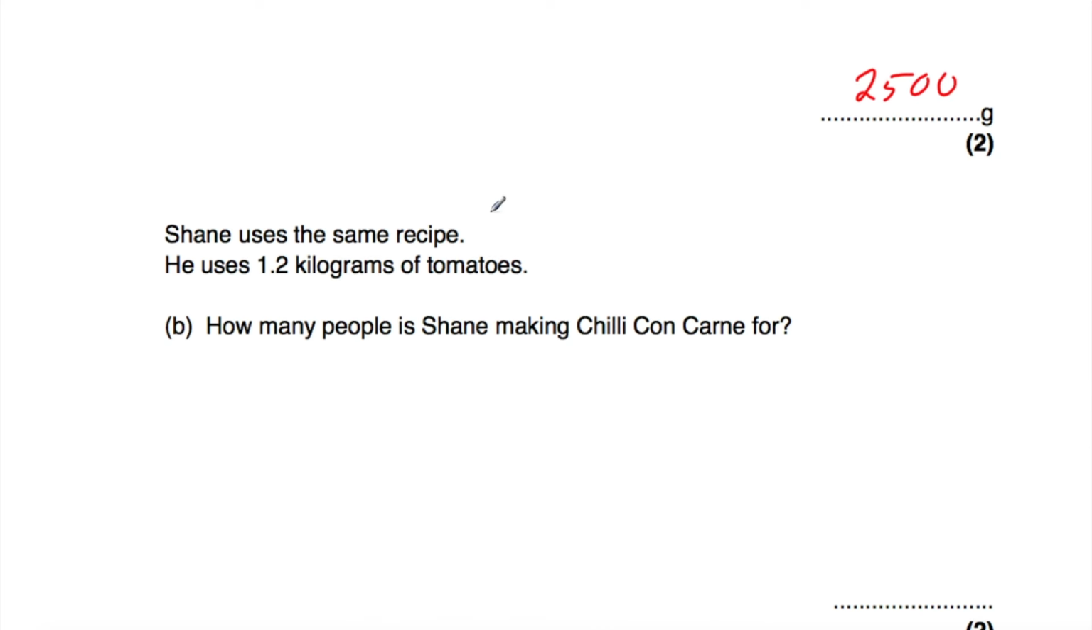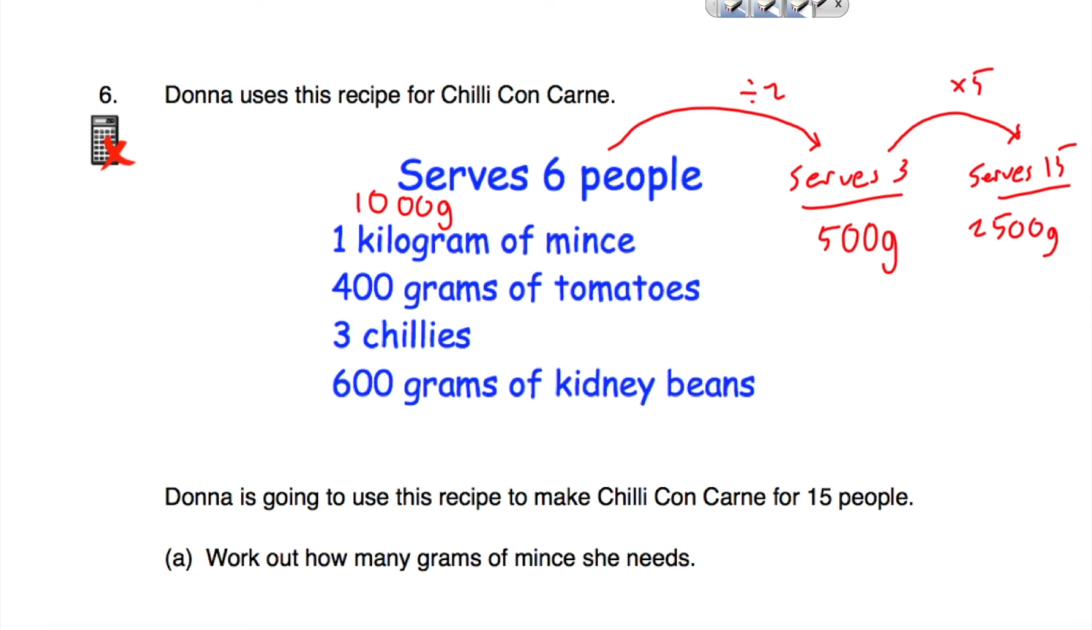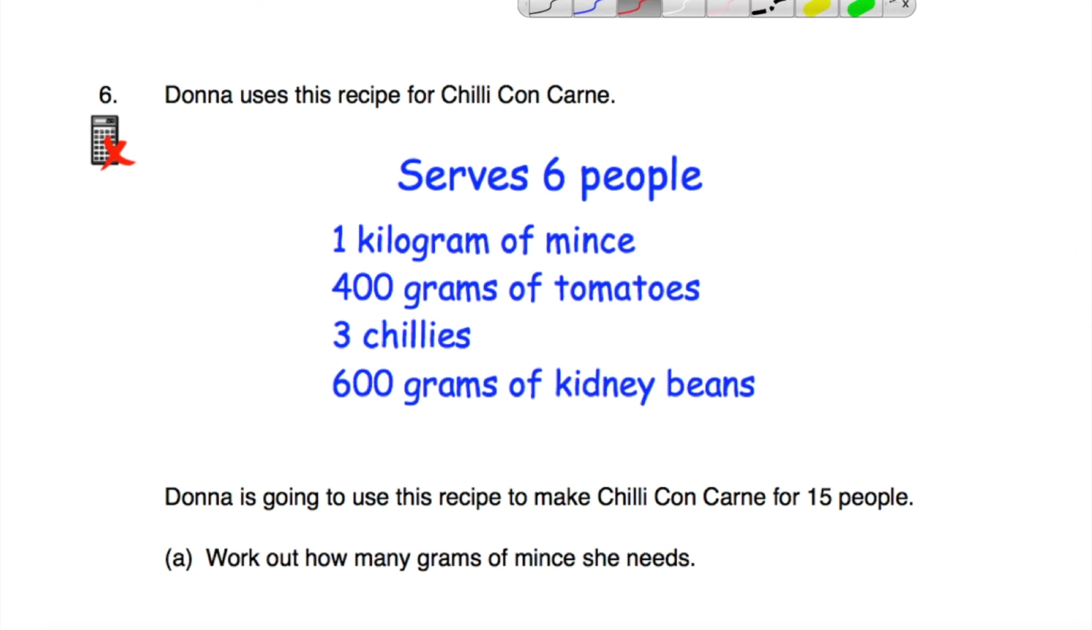So part B says Shane uses the same recipe. So Shane's using the same recipe, and he uses 1.2 kilograms of tomatoes. How many people is he making chili con carne for? So he uses 1.2 kilograms of tomatoes. So let's go back up here and we're going to rub this out. Normally you'd leave your marking on the test paper. I'm just going to rub this out so we can see it a bit more clearly. So he uses 1.2 kilograms of tomatoes.